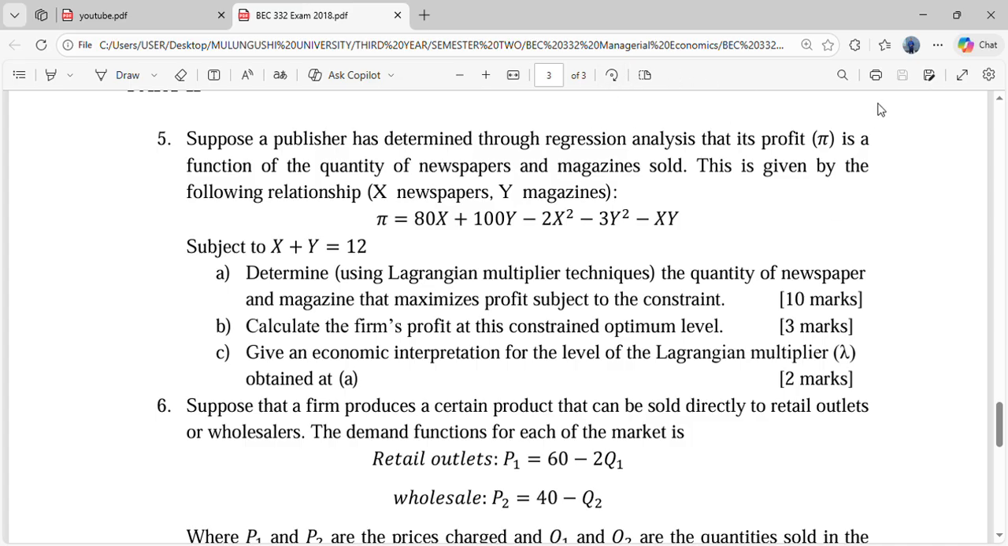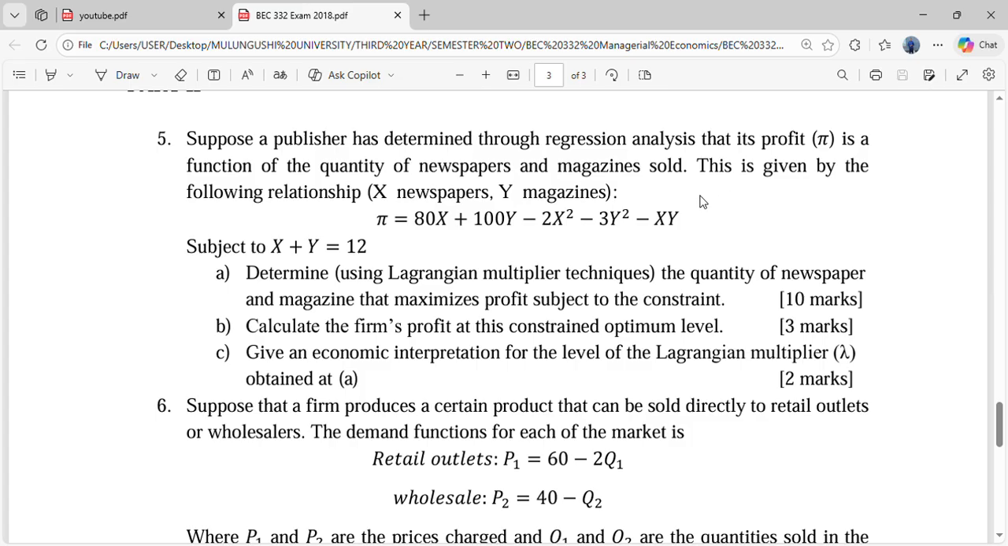This is Managerial Economics, BEC 332. The exam paper is 2018. We're going to discuss number 5, and number 5 is basically Lagrangian.